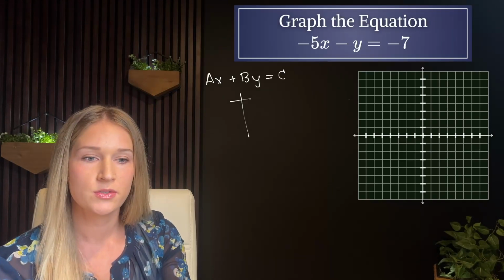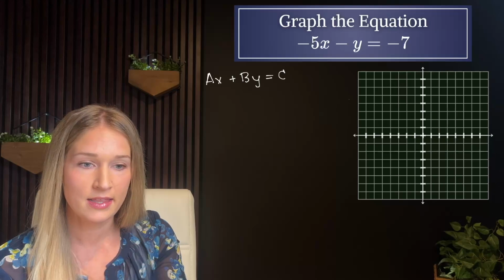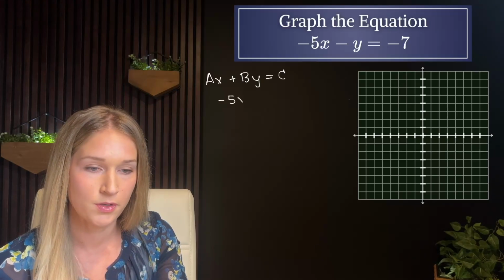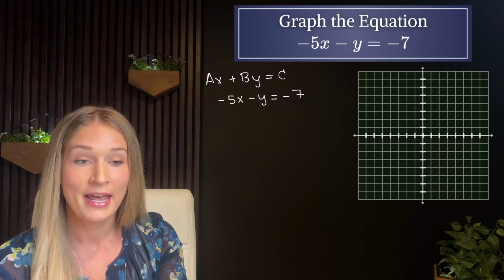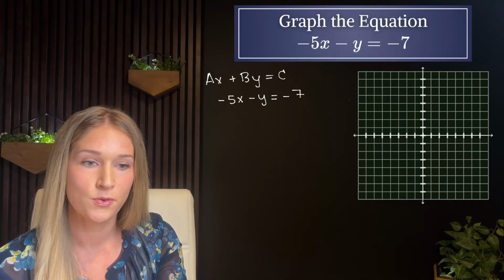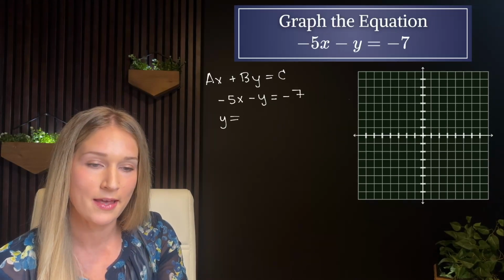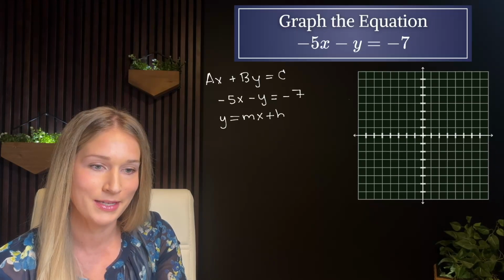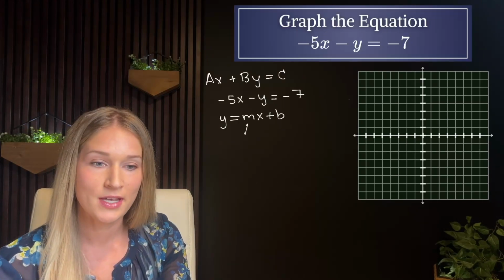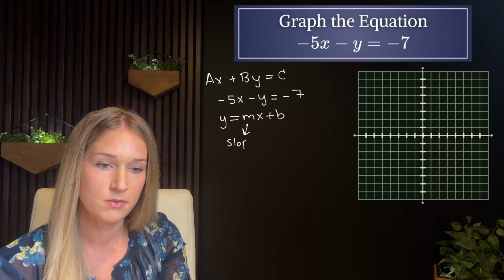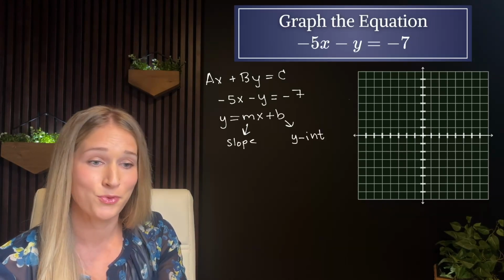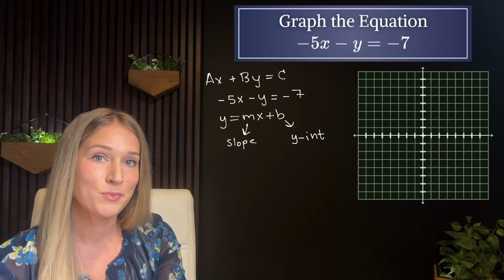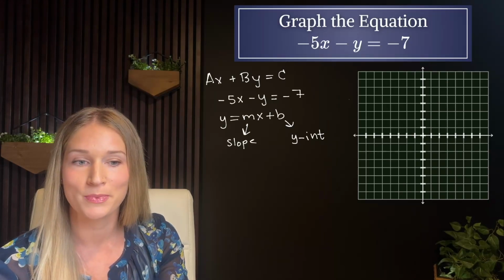So what I'm going to do instead is take this equation that's in standard form and rewrite it in slope-intercept form. And slope-intercept form is the form y equals mx plus b. Once I have it in slope-intercept, I'll be able to identify my slope and my y-intercept so that I can graph it pretty easily. So that's what I'm going to do. I'm going to rewrite it in slope-intercept form.